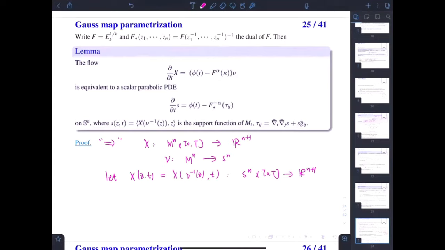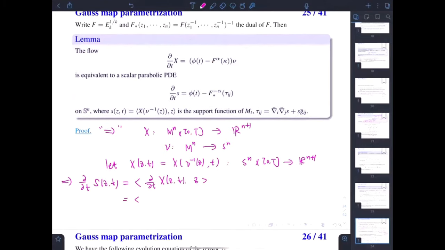Then we can compute the evolution of the support function. We get partial t of s, and this is equal to partial t of x(z,t) inner product with z, because z is independent of time t. Now, to compute the time derivative of x, we have two parts. The first part is just the time derivative of x. And the second part is, because this part also depends on time t, we have partial x over partial x_i and partial nu inverse over partial t, z. And this part is tangential and z is normal, so the product is zero.